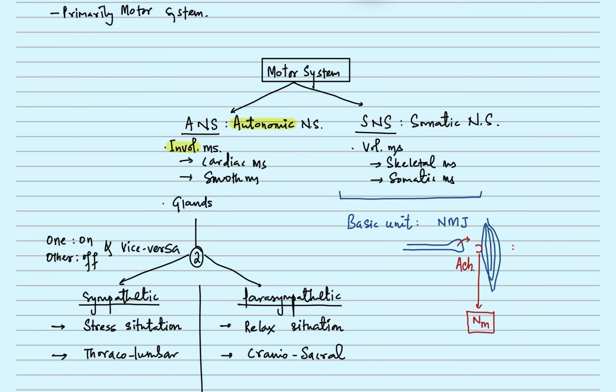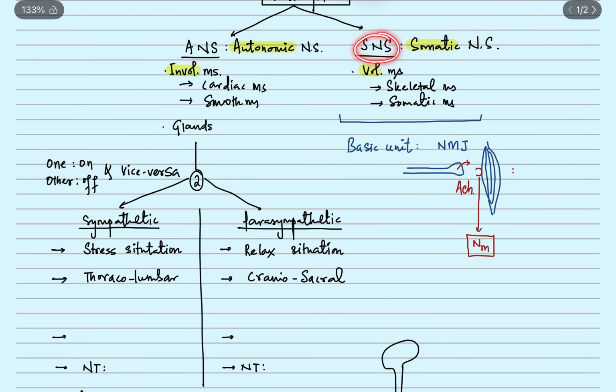Now come to the somatic nervous system. As the name suggests, it supplies the somatic muscles. In fact, the whole group of somatic muscles are voluntary muscles, and voluntary muscle constitutes skeletal muscles. Before going into detail on the autonomic nervous system, I want you to learn some basic concepts of the somatic nervous system, which will be utilized later.